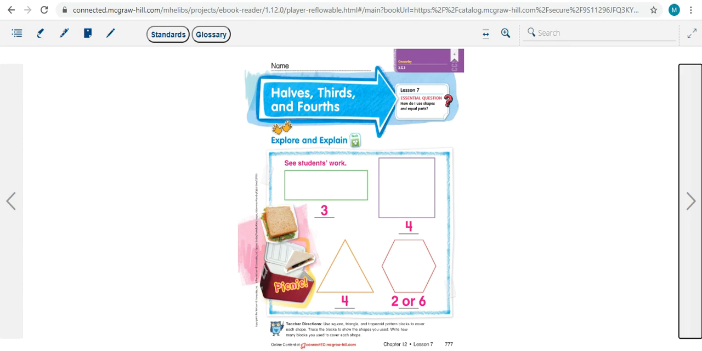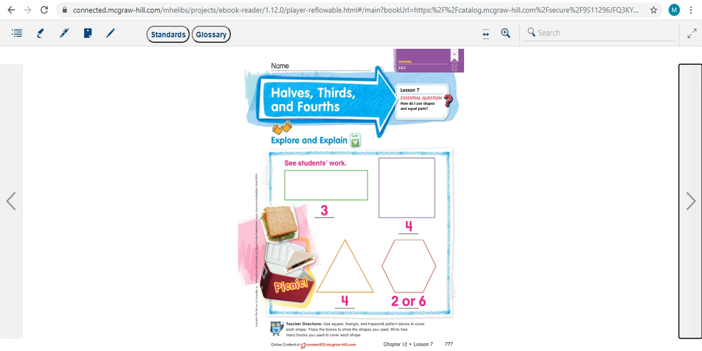Today we're going to work on lesson number 7 of your math book. So please open up your books on page 777. We're going to learn what halves, thirds, and fourths mean.